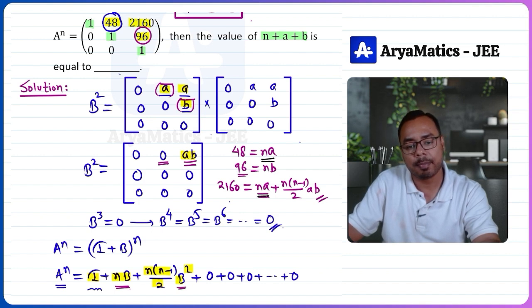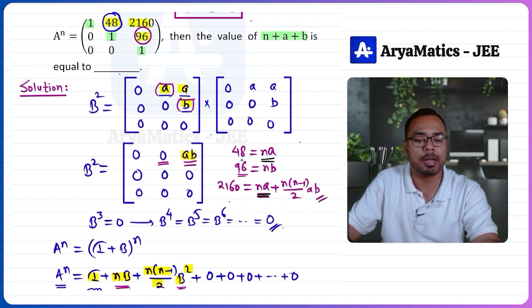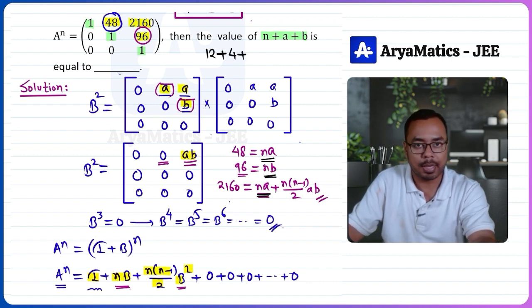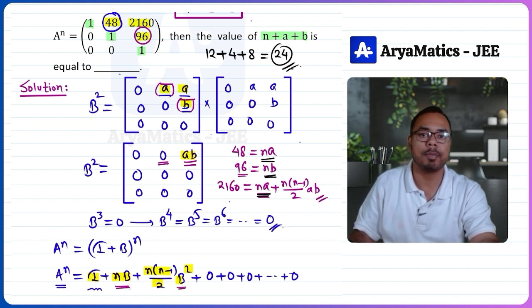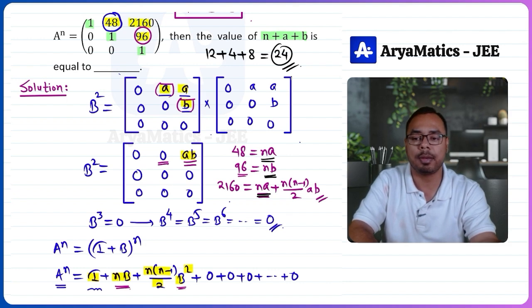NA is 48, and NB is 96, so in place of B, you can write 96 by N. So first you will get the value of N. N will be 12. Substitute that value of N in the first equation, then you will get A as 4, and then substitute that value of N again in the second equation, you will get B as 8. So N plus A plus B will be 12 plus 4 plus 8. So 12 plus 12, that is 24. So that is the correct answer for this problem.